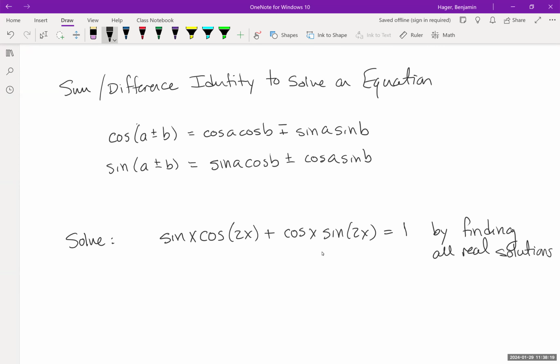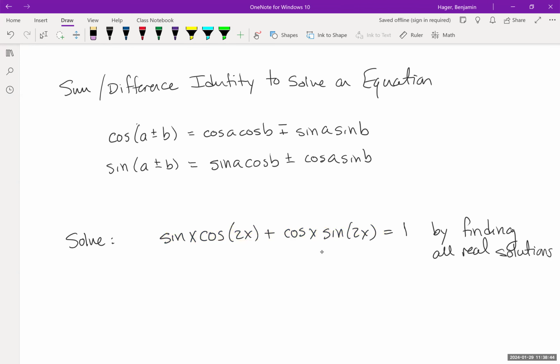In this video, I just want to show an example of how we may need to use the sum or difference identity when solving an equation. The idea here is that we may need to use any of our identities when solving an equation. You may be handed some mess on one side of your equation and asked to solve when that's equal to a particular value, or maybe some other trig function.